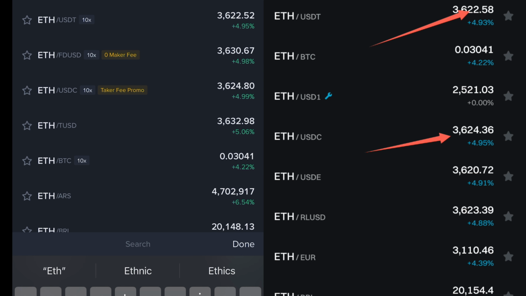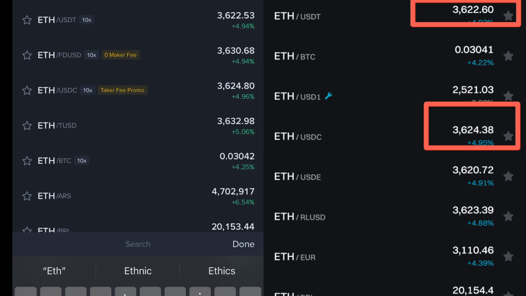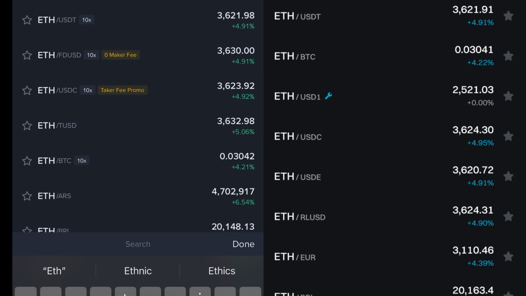Obviously the price has actually moved as well. But you're going to be spending this amount of money to purchase one ETH in Bitget, and then you're going to sell that ETH to USDC to get this amount, right? So this is basically making $2 in profit.